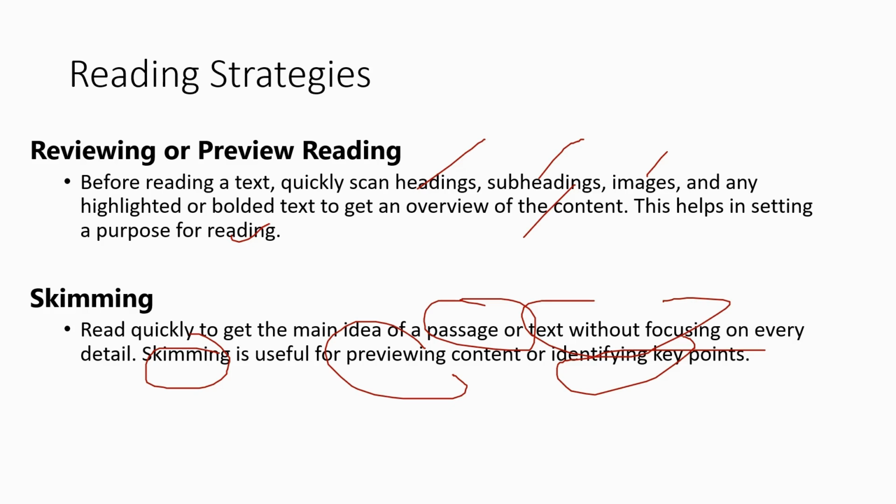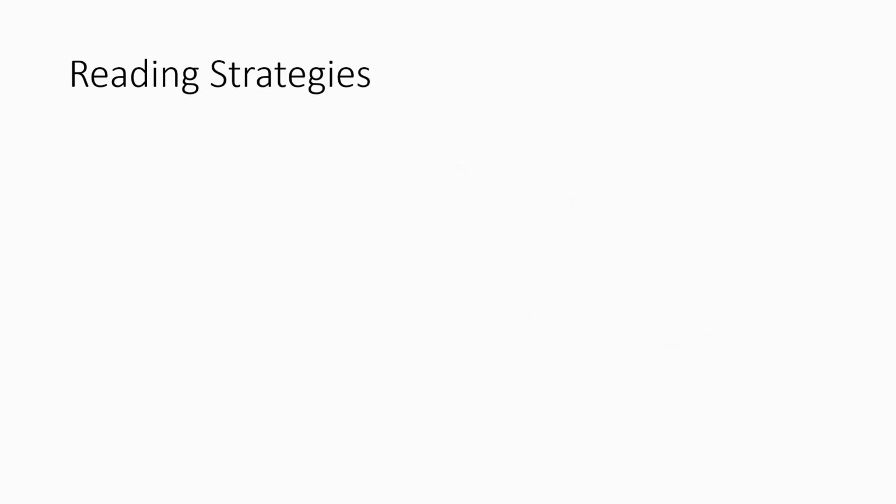Instead of reading all the details, you just try to focus on the main idea, what the possible idea may be, so that you have an overview of the content. This strategy is called skimming.